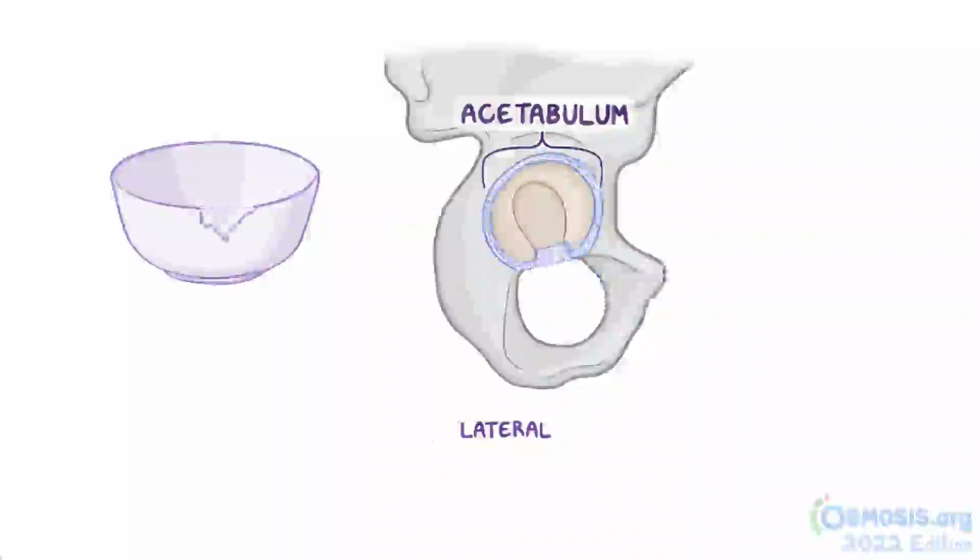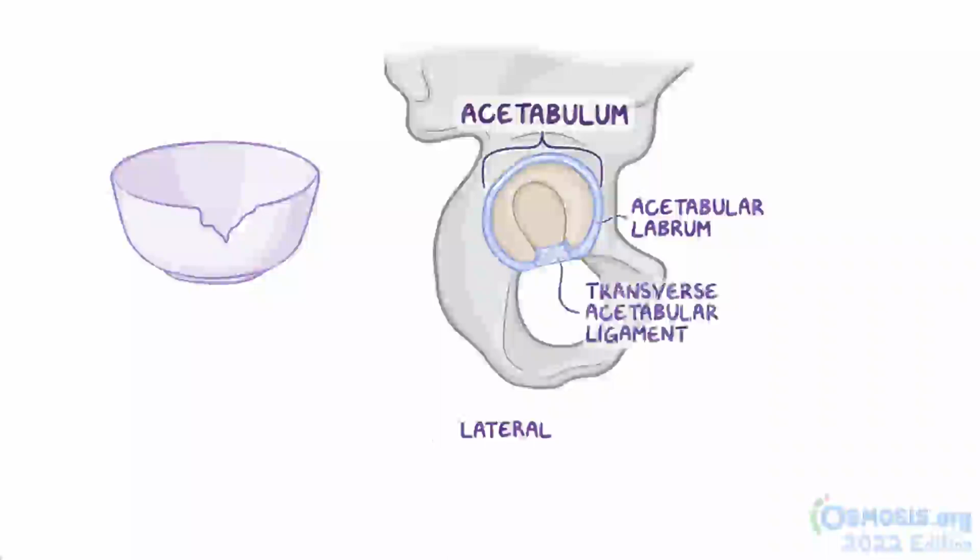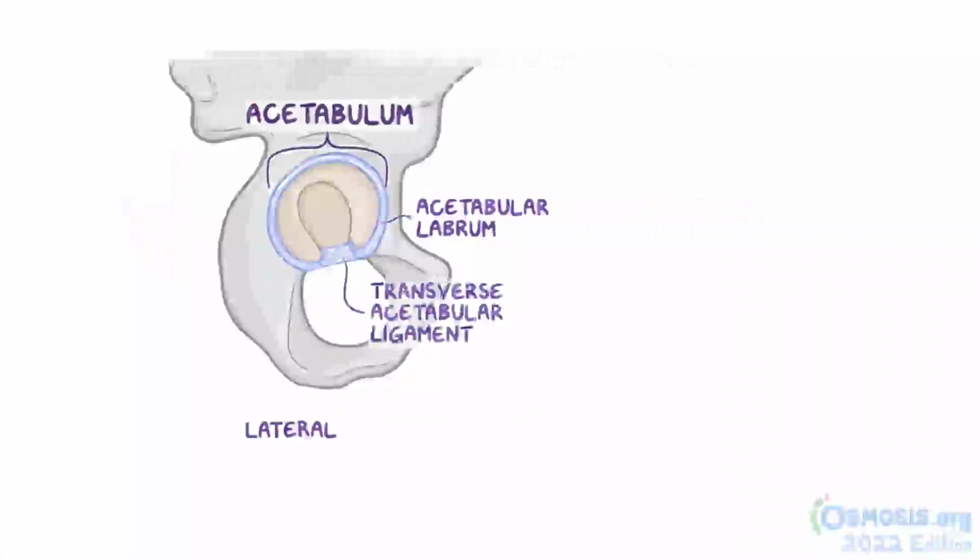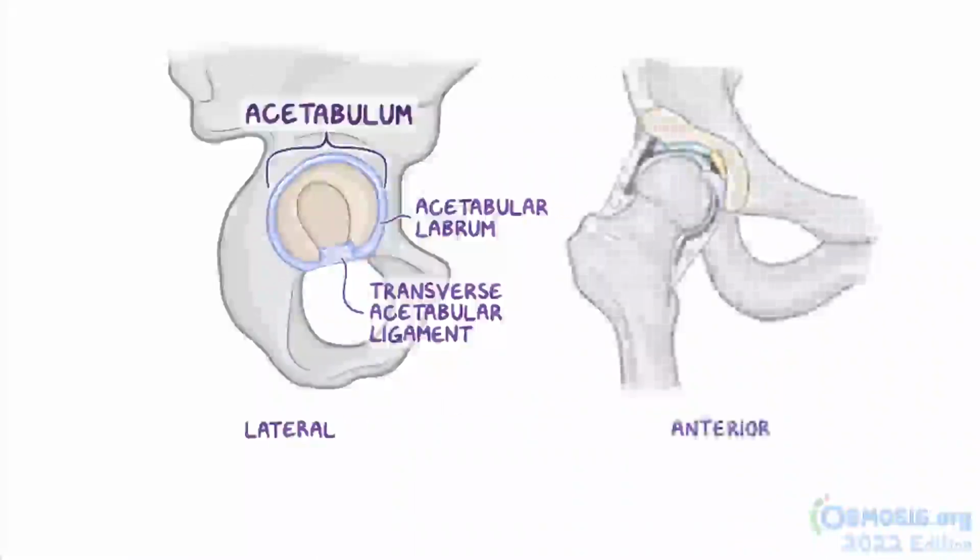On the outside of the acetabular margin, there's the acetabular labrum, where labrum is a fancy word for lip, which continues over the acetabular notch with the transverse acetabular ligament. The labrum increases the surface area of the acetabulum to allow for more than half of the femoral head to fit within the acetabulum for stability.